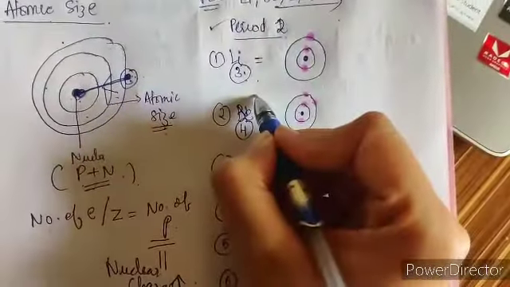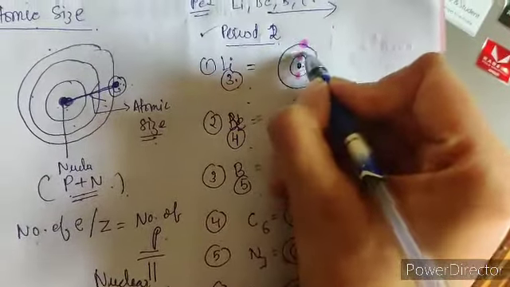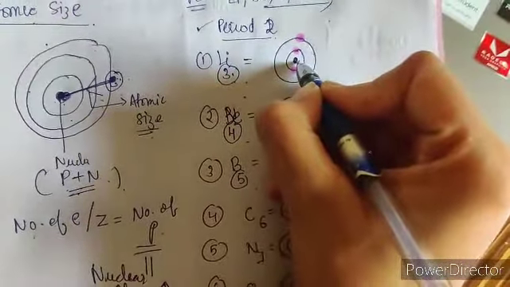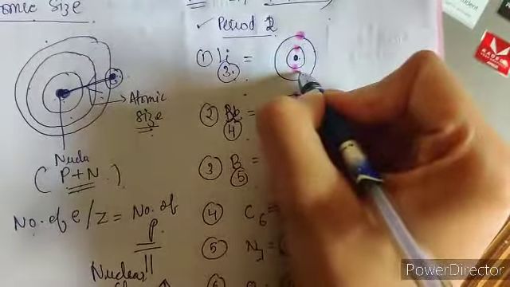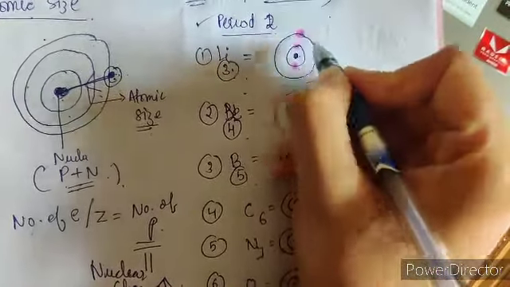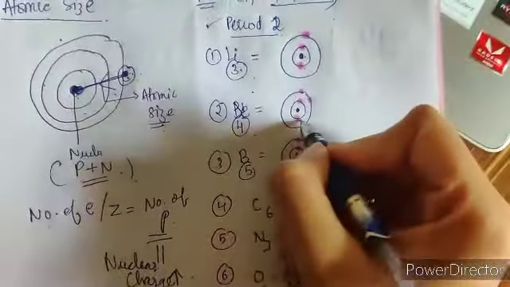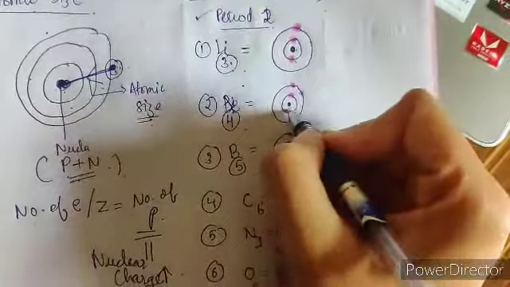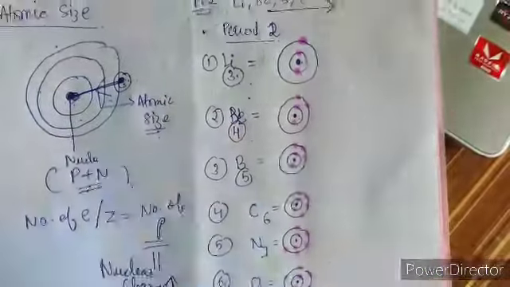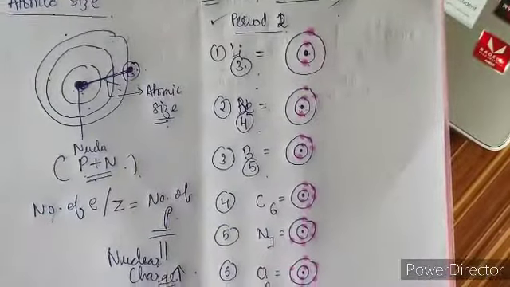So you can see here, this is the first atom, lithium. You can see the structure. Here is the nucleus, 2 electrons are present in the K shell, 1 electron is present in the outermost shell. Okay, so in this case the nuclear charge is 3. Now moving on to the next atom, which has 4. So here, the nuclear charge has increased. On moving to the next atom, nuclear charge has increased.